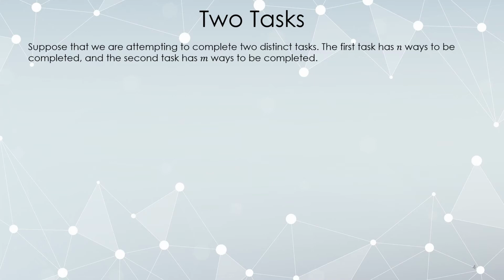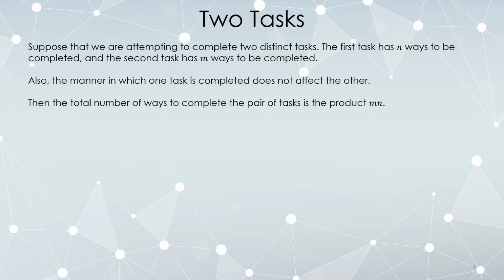For example, we're going to roll a die. There are 6 ways to complete that task. You can roll 1 through 6, and then we're going to pick a number 1 through 10. There are 10 ways to do that. So the way I roll a die is not going to affect the way I pick a number or vice versa. So the manner in which one task is done, the first n possibilities, is not going to affect the m possibilities for the second task. Then the total number of ways to complete the tasks is the product mn.